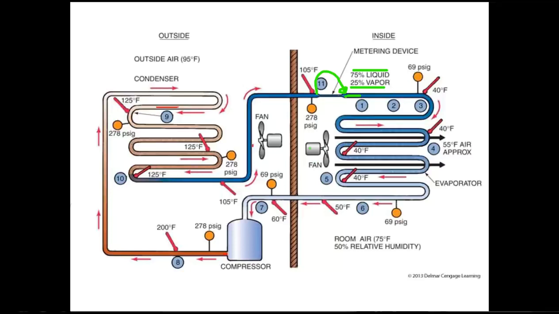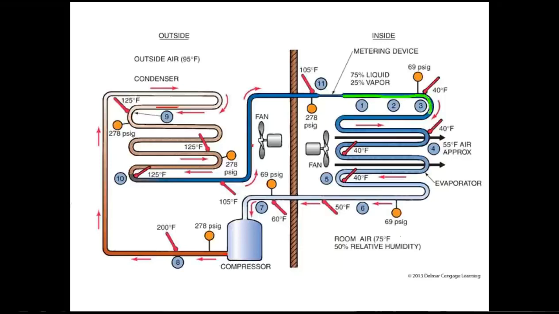We have our indoor fan blowing 75 degree room air across our evaporator coil with our saturated refrigerant in there. And remember, when refrigerant or anything else is at its saturation point, if you add any kind of heat, it's going to change the state of the refrigerant. It's already 75% liquid and 25% vapor, and it is going to continue to change state as it passes through the evaporator coil. And it's changing state from liquid to vapor.